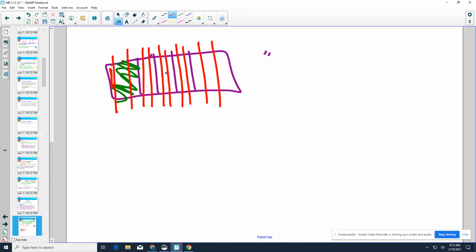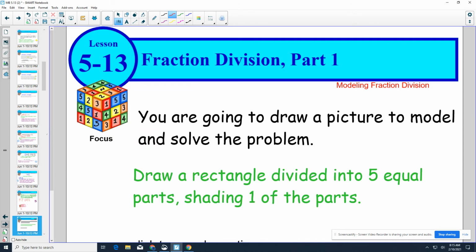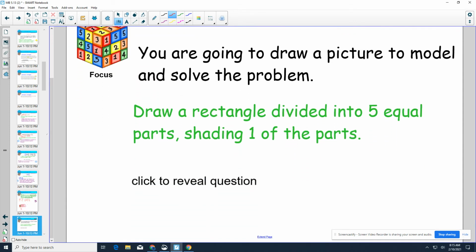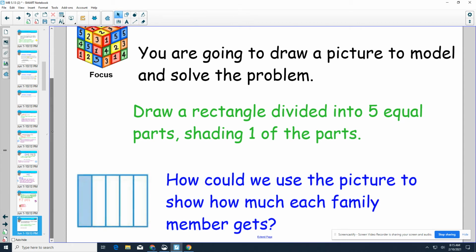And I see that 1/5 here, and it's 1 out of 15 total pieces. And again, could do a better job drawing there, but you can see that 1 out of 15 pieces for each family member. So you're going to draw a picture to model and solve the problem. So like I said, draw a rectangle divided into 5 equal parts, shading one of the parts. And you can see that it looks a little bit neater than mine, right?